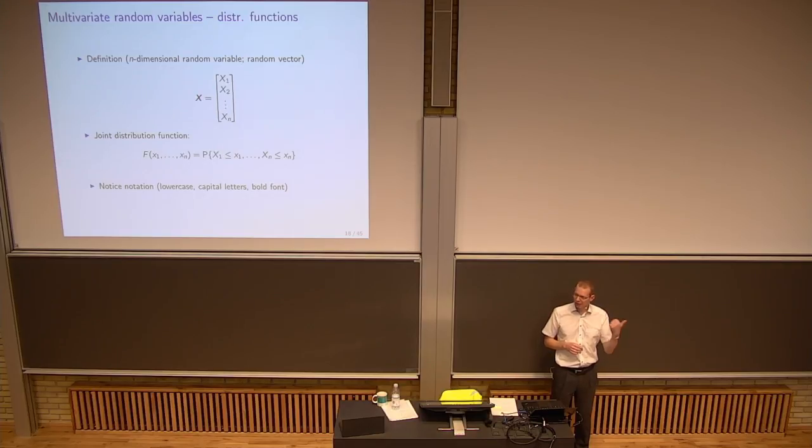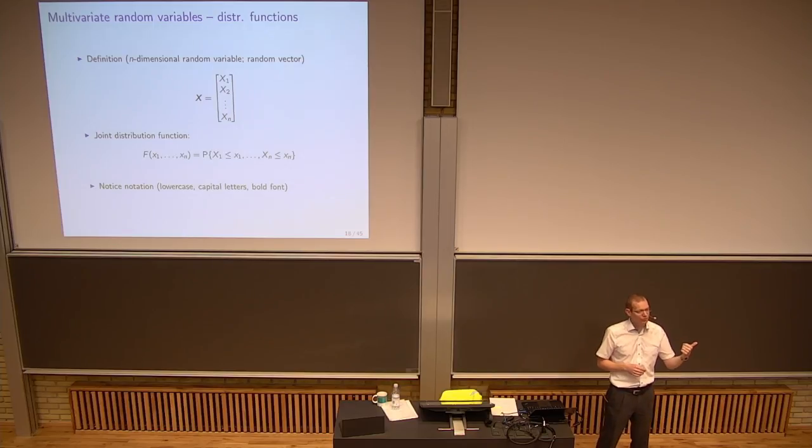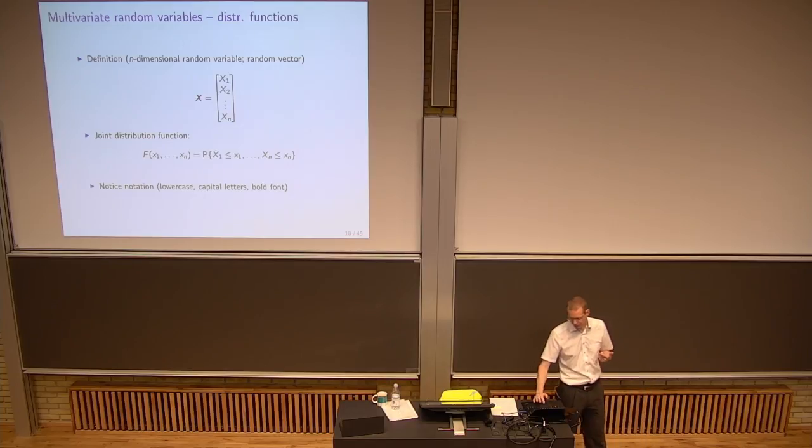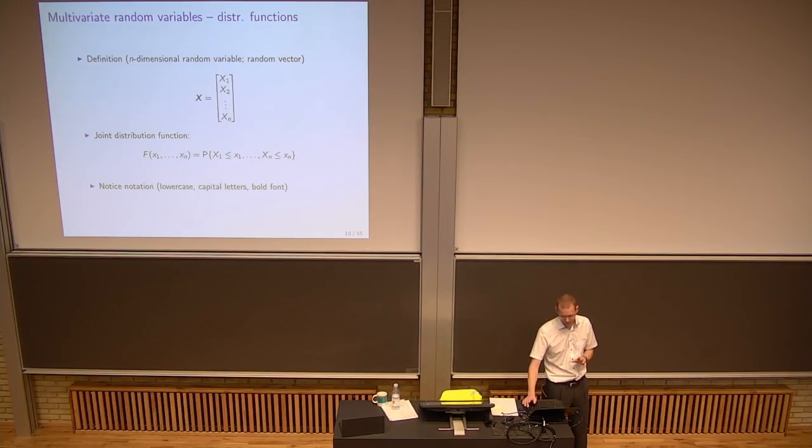Uppercase letters indicate random variables. Lowercase letters indicate constants. So here is the probability of the random variable X1 being less than or equal to the constant lowercase x1. And if you have a bold symbol, it means it's a vector or a matrix when we get to that. So that's the notation I'll try to use everywhere, like in the book.